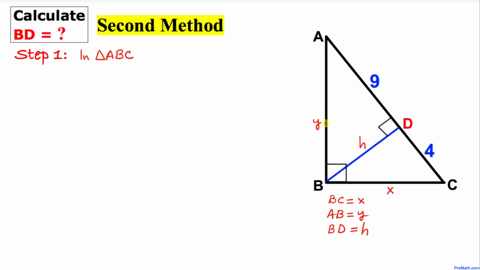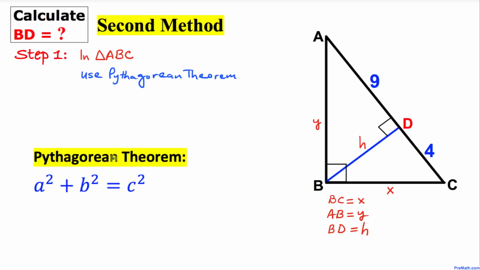Let's focus on this big triangle ABC, and we know this is a right triangle. Therefore, we are going to use the Pythagorean theorem: a squared plus b squared equals c squared. I'm going to call this leg BC as a, this leg AB as b, and this whole thing AC I am going to call c.